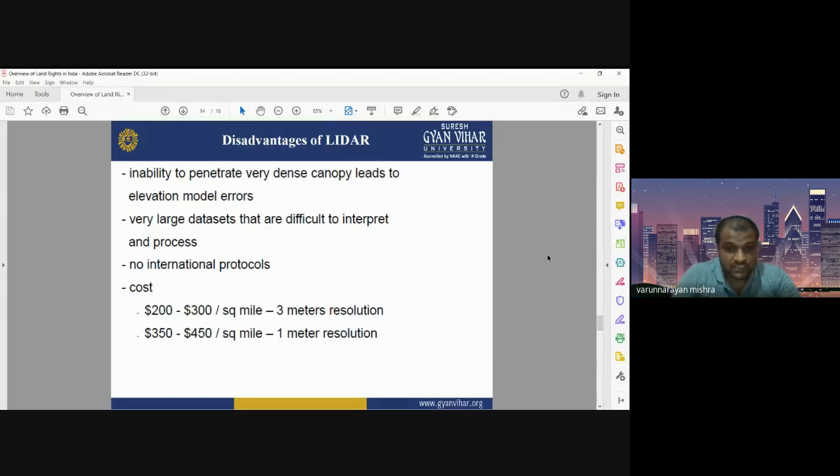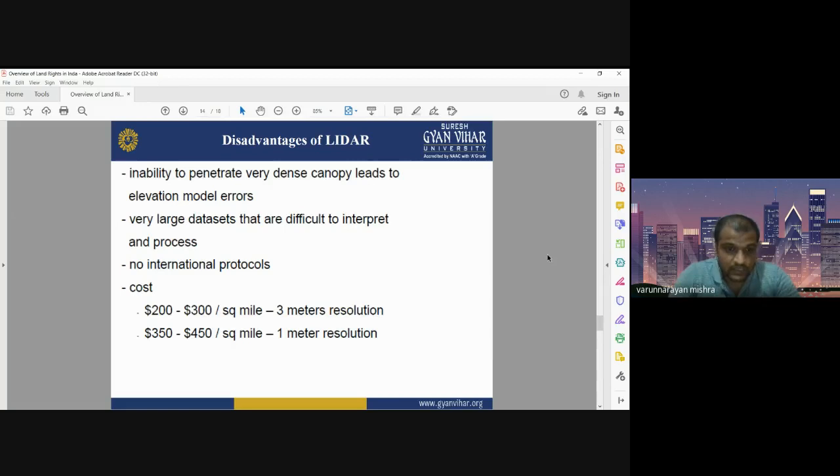It is not very easy to process that data set. You need to have high performing computers. You can say the workstation kind of systems you should have, because the volume of the data set is very large. It is not easy to process that data set using normal computers. You need to have supercomputers or high performing computers.